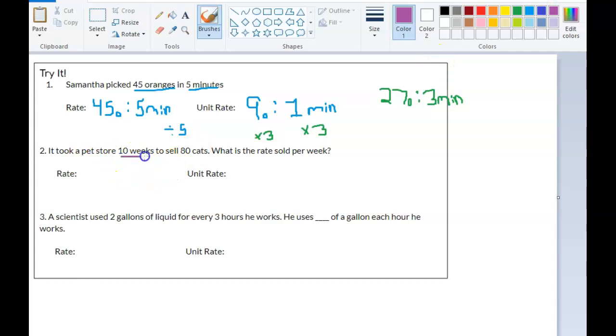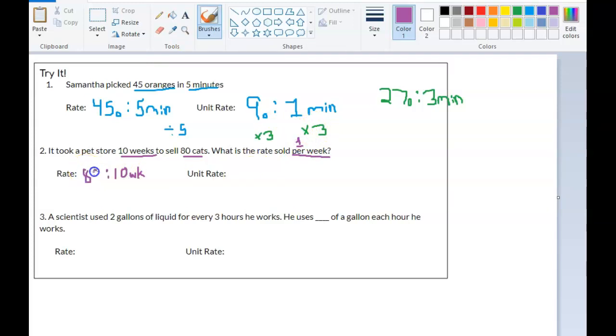It took a pet store 10 weeks to sell 80 cats. What is the rate sold per week? Okay, you see how this per week? That's telling me that week has to go second. Okay? 10 weeks. And you might be asking why. When it says per, it's saying that that's the one that has to become the 1. It's saying that I'm going to need to get to 1 week, and I always have to have my second number be the 1. Okay, that's why I'm putting week as the second.